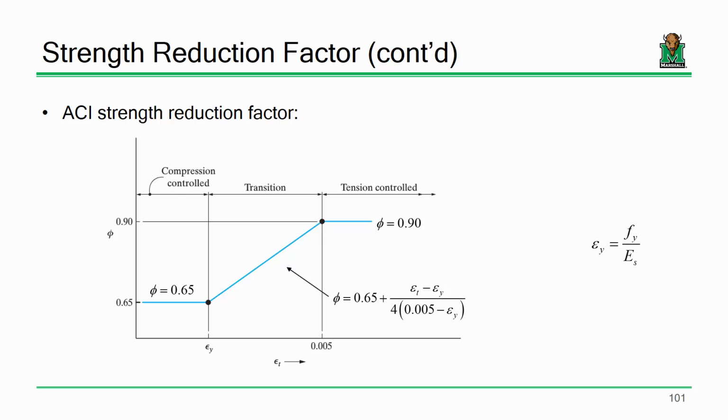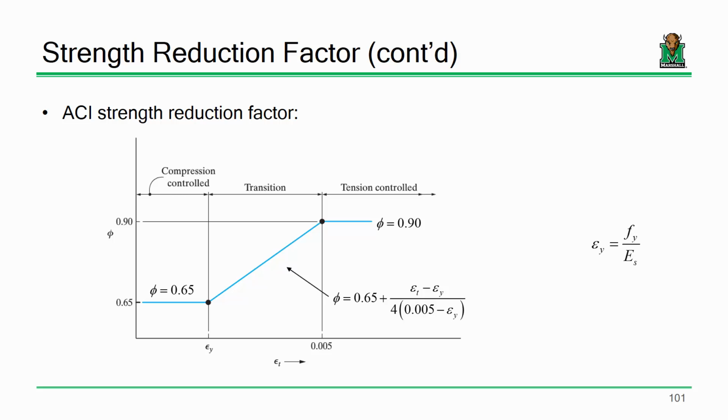Tension-controlled regions. So we're talking about regions where we've got a lot of strain in the steel, right? So remember, where does steel yield? About 0.002 for grade 60? So we're talking about 0.005 and higher. So really, really high strains in the steel, okay?